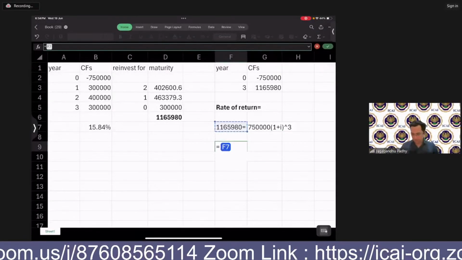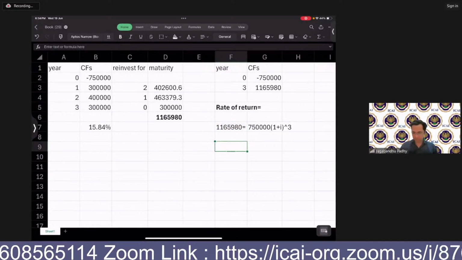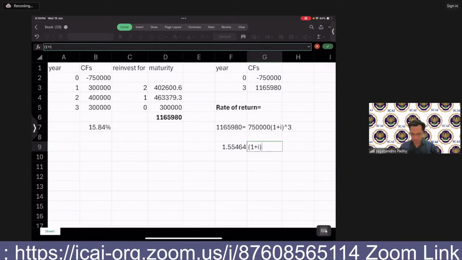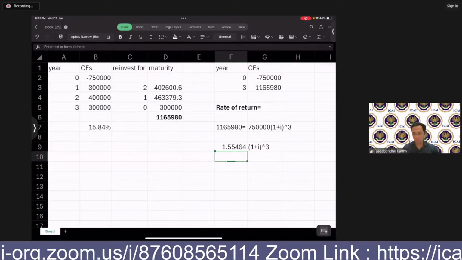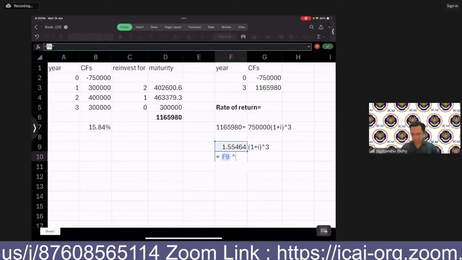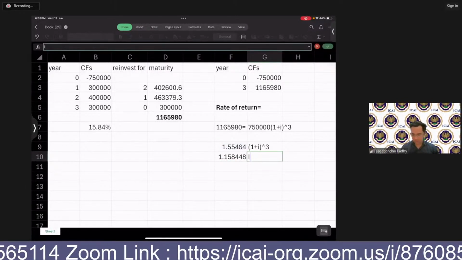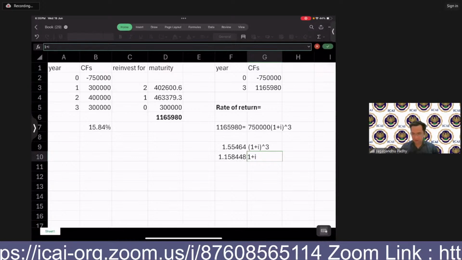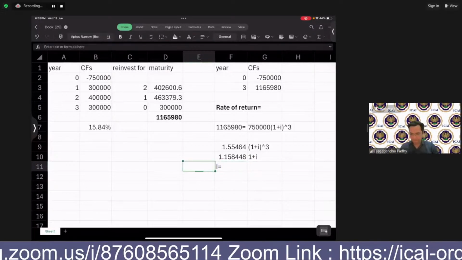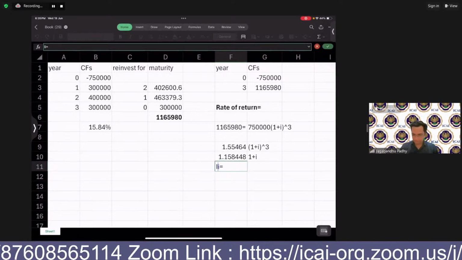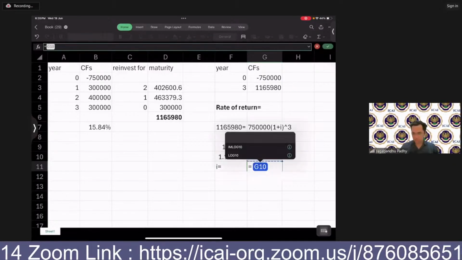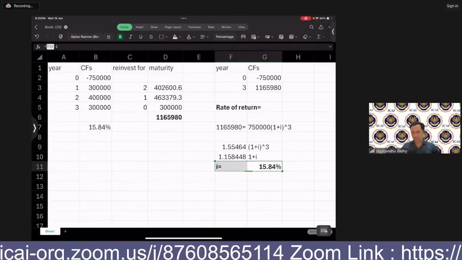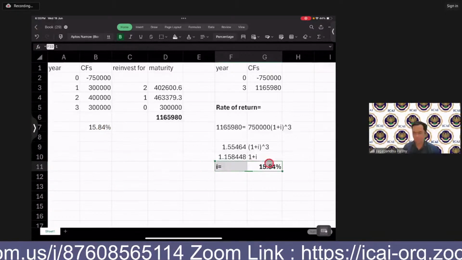So we divide this by 7,50,000. That will be 1 plus I to the power of 3. So of course we want the cube root of 1.55464. I just take it to the power of 1 by 3. So the cube root is this, and then I is basically 1 plus I. So finally we get the IRR value as 1.5884 minus 1. That's 15.84%. So the IRR value is 15.84%. Can I say it's just the same that we got over here, right?